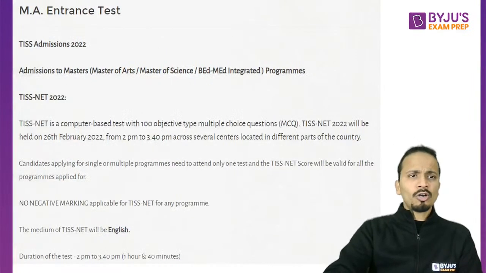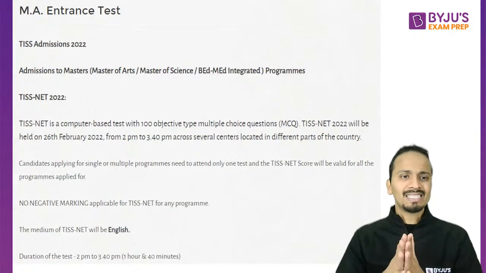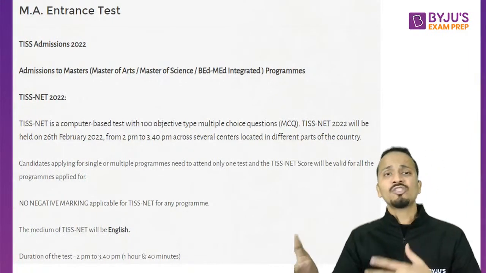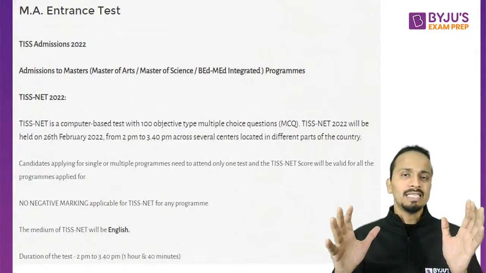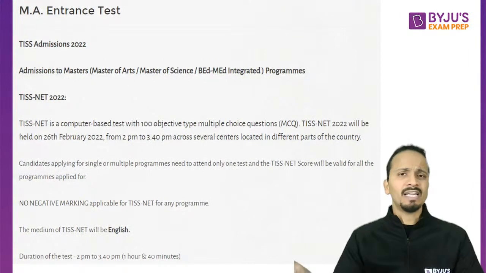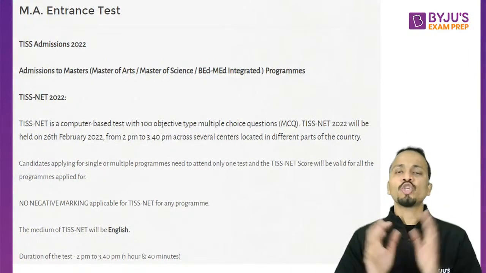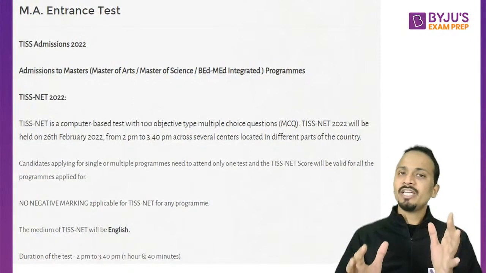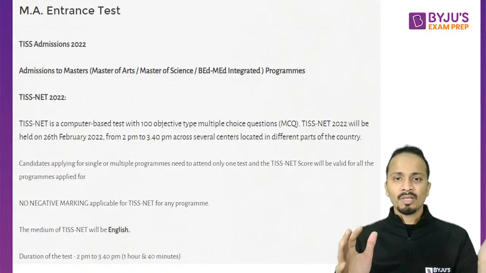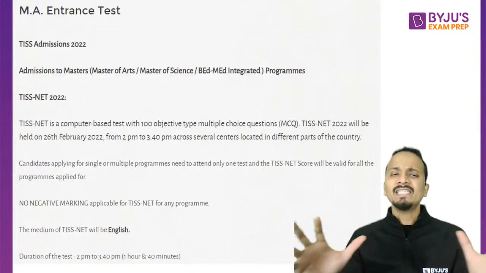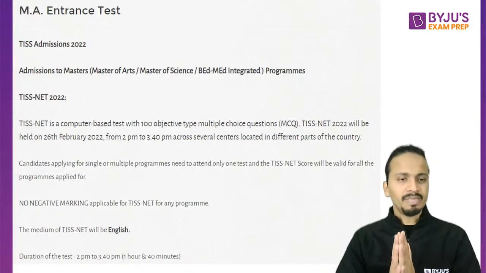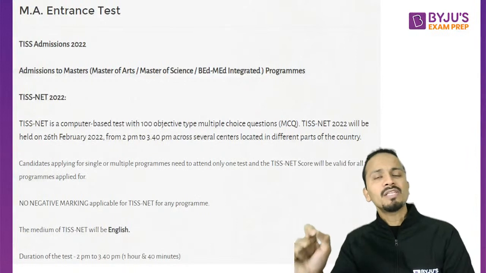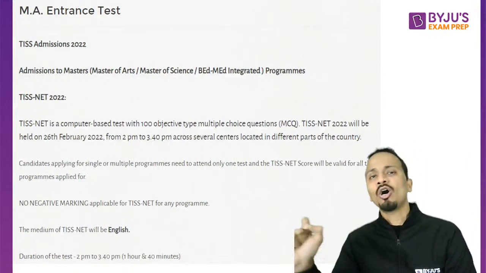All right. Now, talking about MA entrance test, that is TISSNET. So you can say that TISSNET is a computer-based test. So it's not a computer adaptive test. So it's just like the examination that you have taken for CAT, XAT, IIFT, and other examinations. So this is a computer-based test in which you will be given 100 minutes to solve 100 multiple choice questions. All right. So the examination date, as we already know, is 26th of February. Okay. And there will be different centers across all the parts of this country. The medium of this examination will be English, and the duration of test starting from 2 p.m. up till 3:40 p.m. That is 1 hour 40 minutes or 100 minutes.